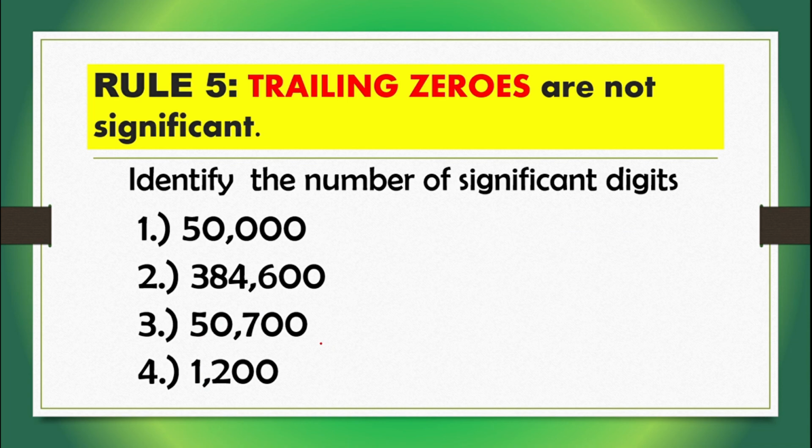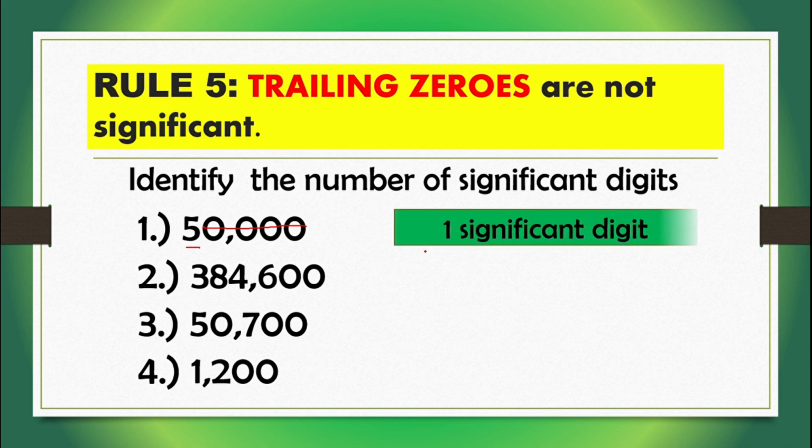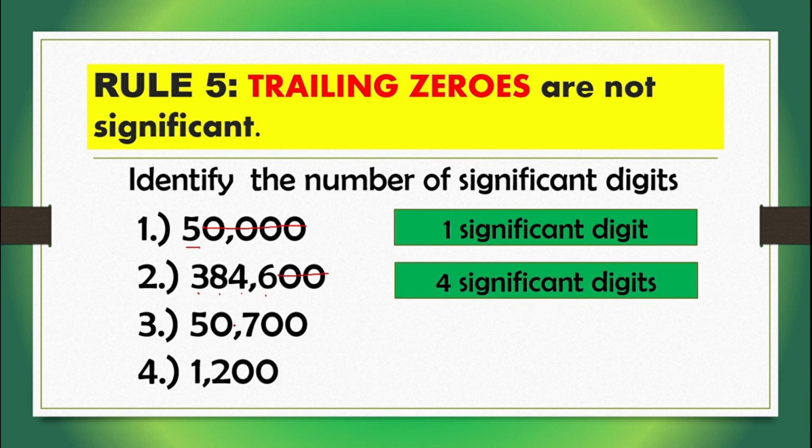And for the last one, we have rule number 5. Trailing zeros are not significant. For number 1, we have 50,000. These are the trailing zeros. And therefore, we only have 5 as a significant digit, which means there's only one significant digit. In number 2, we have 384,600. As you observe, there are 2 trailing zeros, which are not significant. So from here, we have 1, 2, 3, 4 significant digits.